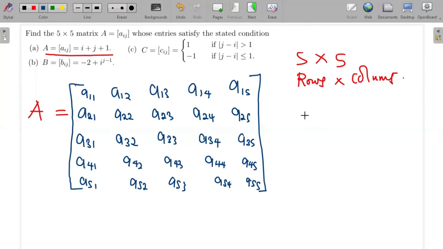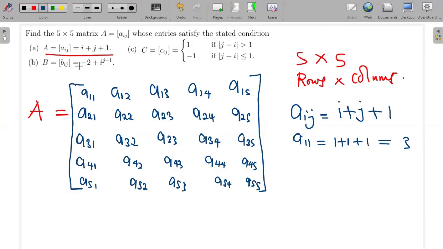Now take a look at Aij. Aij has been given as i plus j plus what? 1. These i's and j's are just indicating the row number and the column number. For example, A11 simply means i is 1 and j is 1. So in this formula, I put 1 plus 1 plus 1, which is outside there. This will be equal to 3.